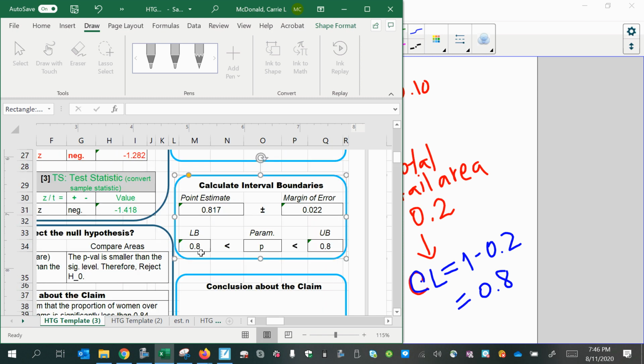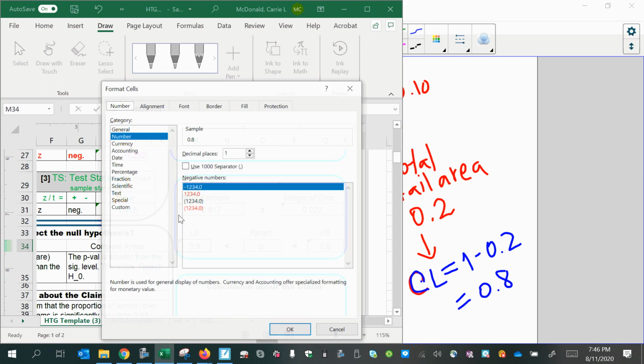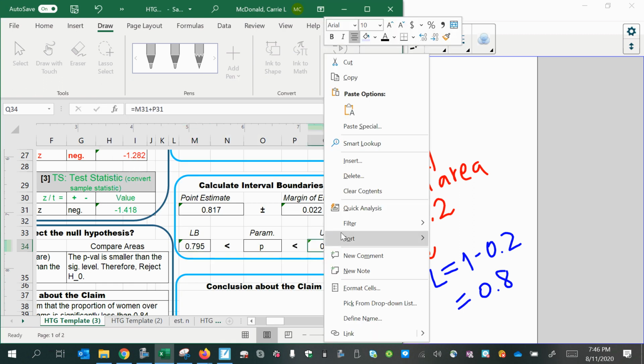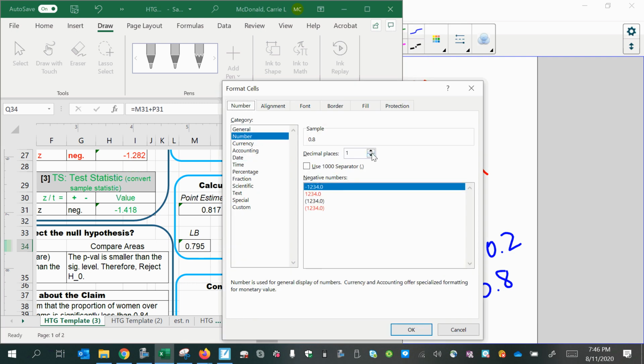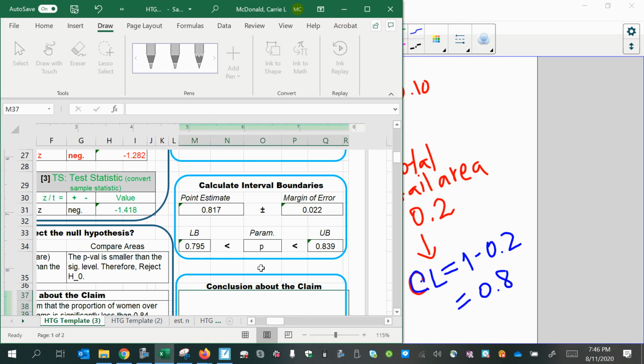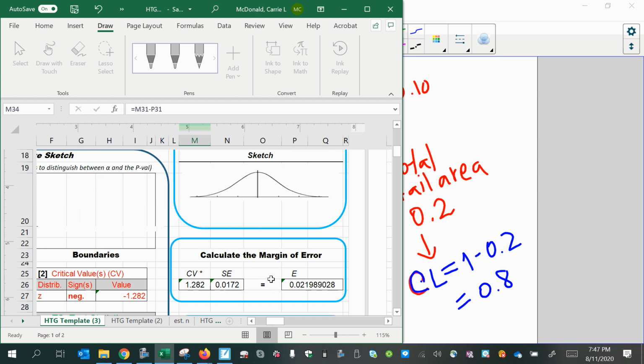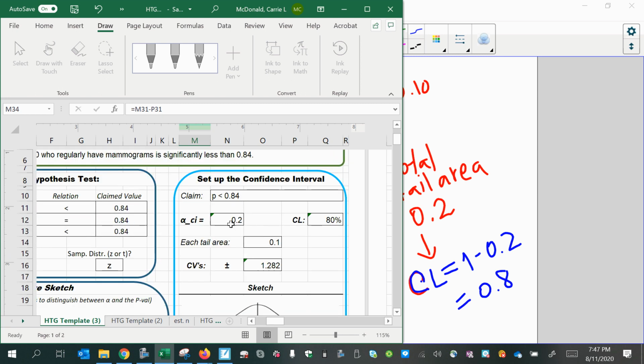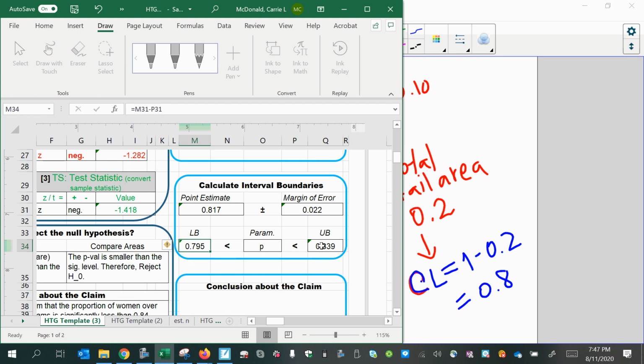So with 80% confidence, we believe that the true population proportion is between 0.8 and we need to give some more decimal places here. Let's go to 3. So we believe with 80% confidence that it is somewhere between 0.795 and 0.839. So notice that my claimed value of 0.84 is not in that region. And in fact, both boundaries are less than 0.84.